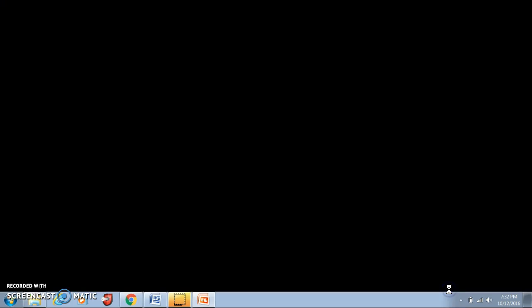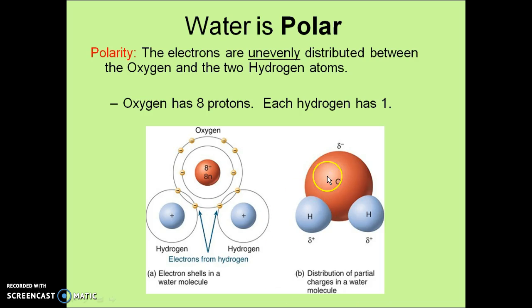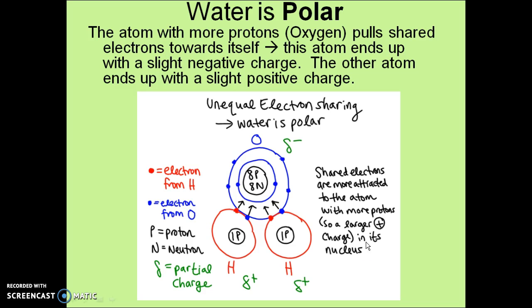And let's go full screen. Okay, so again, you can see the slight negative charge on oxygen, the slight positive charges on hydrogen. And you can see that as well in this picture. We see the shared electrons. Note this one was coming from hydrogen. This one was from oxygen. We can tell that from the color difference. Both of those shared electrons are being pulled towards oxygen's nucleus because it has more protons. As those electrons get pulled towards oxygen, it gains a slight or partial negative charge, and our hydrogens end up with a slight or partial positive charge.